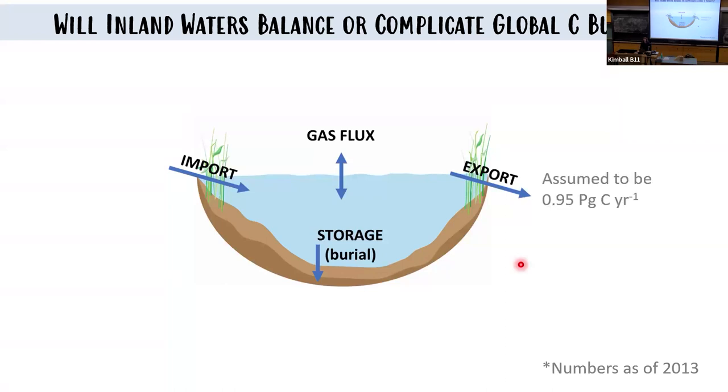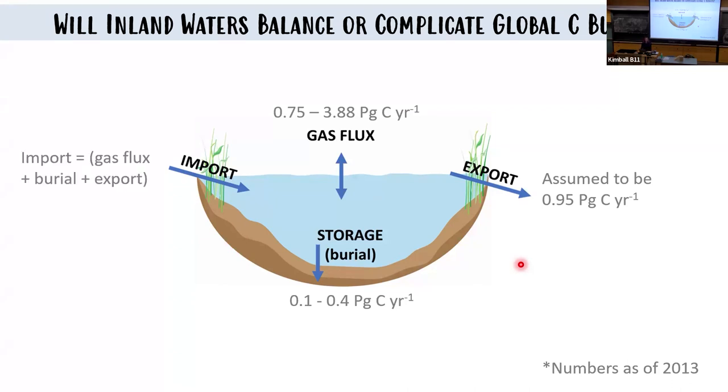So the export term is assumed to be 0.95 petagrams of carbon per year, and this number has not changed very much in the last 40 years. Doesn't mean it's perfect, but it really hasn't been changing to the same scale that carbon storage and our gas flux terms have been changing. Our carbon storage term is somewhere between 0.1 to 0.4 petagrams of carbon, based off of different papers that have been written, and I'll come back to this towards the end of my talk today. Gas fluxes, somewhere between 0.75 to 3.8 petagrams of carbon. This is a huge range, so those gas fluxes are really uncertain.